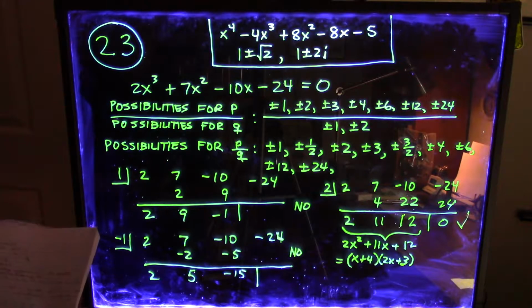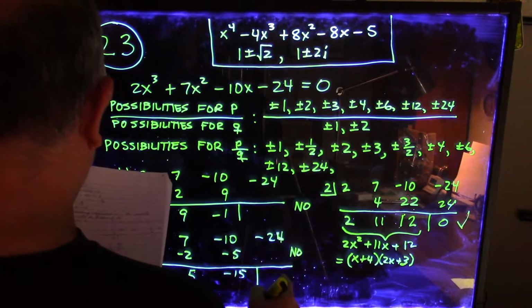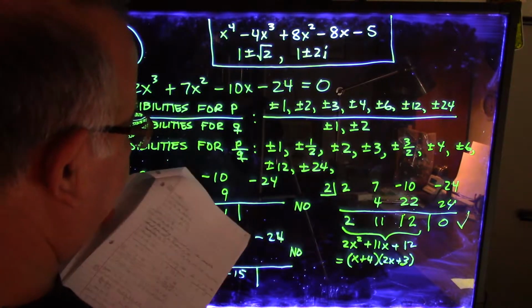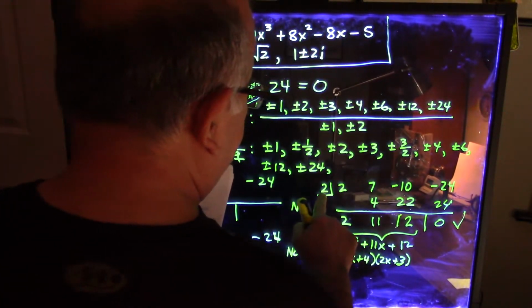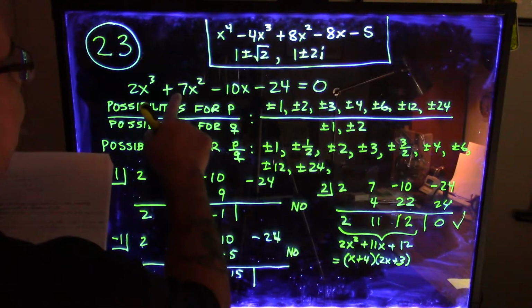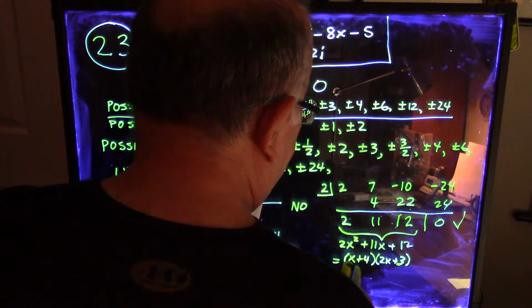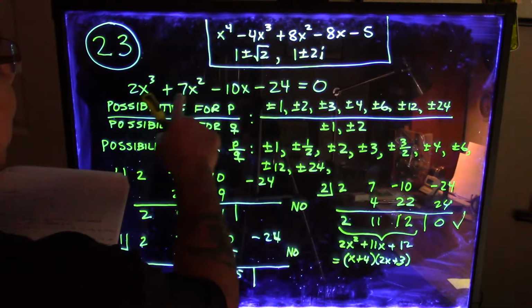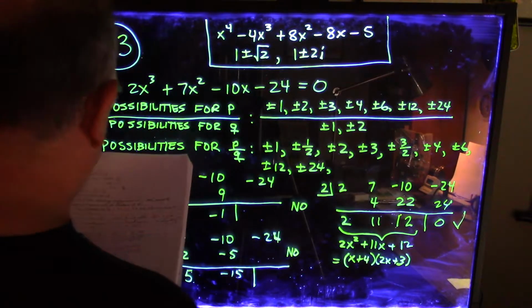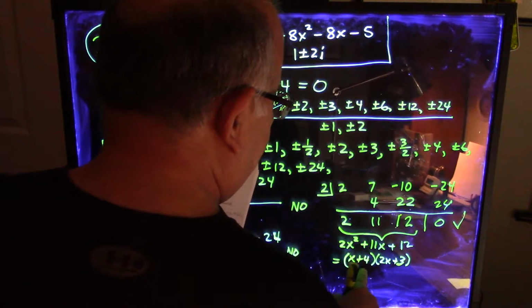So we want to find the zeros. So we know that this represents x minus 2, which is a factor of this polynomial. And then we've got x minus 2 times x plus 4 times 2x plus 3 is equal to this polynomial. So you want to find the zeros. So we know 2 is a 0. How about the zeros for these?